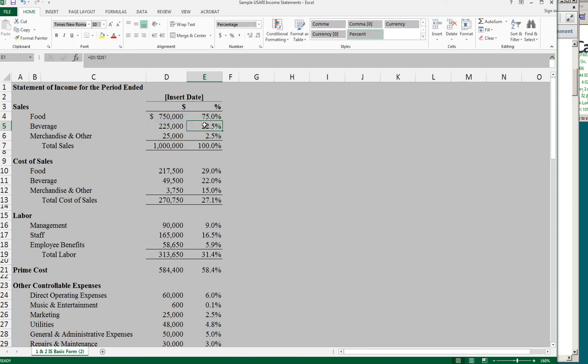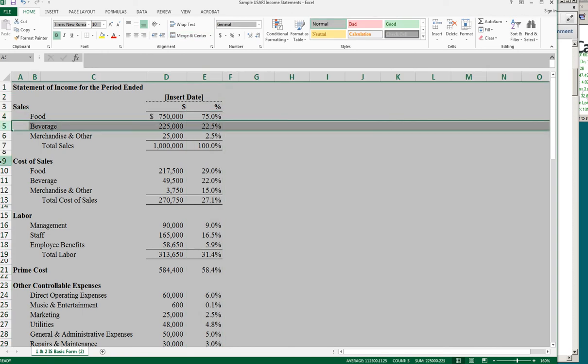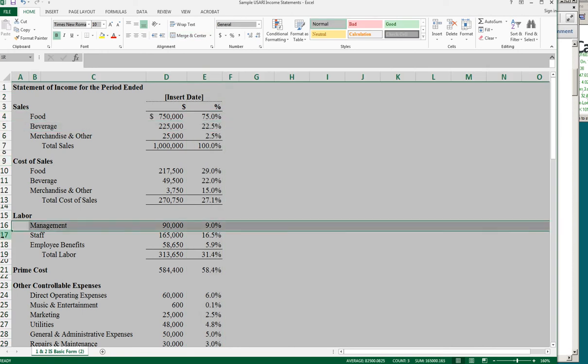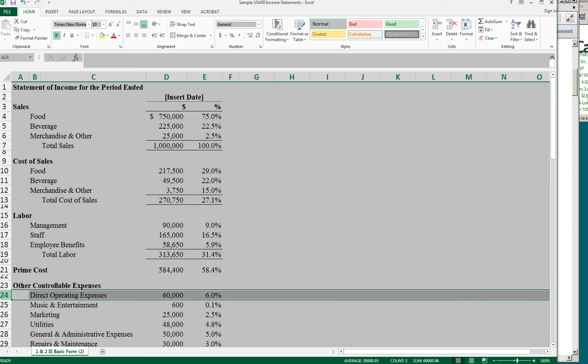This number is beverage sales as a percentage of total sales. This is merchandise and other sales as a percentage of total sales. So each of these line items is a percentage of total sales. Okay, so this entire column is each respective line item as a percentage of total sales.